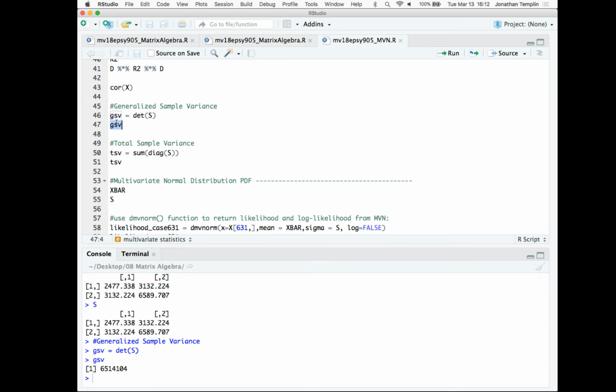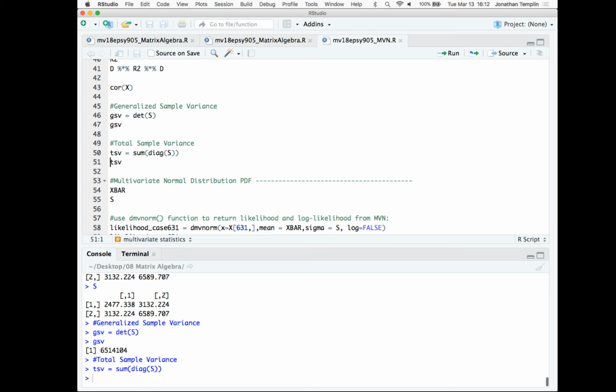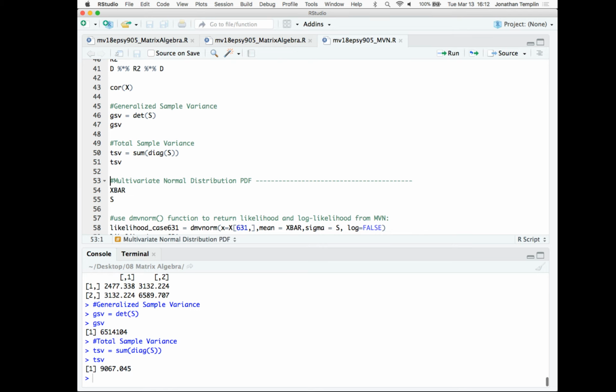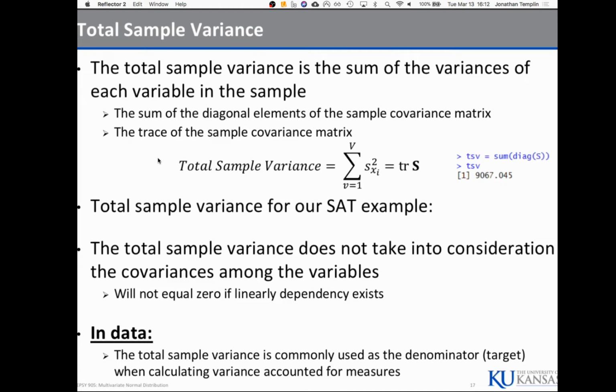So what the generalized sample variance is taking into consideration is how long or how much variation there is in each of the vectors, along with what the angle between the two of them happens to be. You don't usually see this very often in statistics. The total sample variance is the sum of the diagonal elements as well. That's the trace right here. That's the trace.